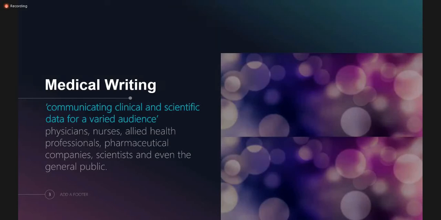In that connection, the part of your manuscript, or the part of your publication, that must be in layman English or simple plain English, that section is your conclusion. The conclusion of your research publication must be very simple and understandable to a common person, in simple layman English. So this is about medical writing.